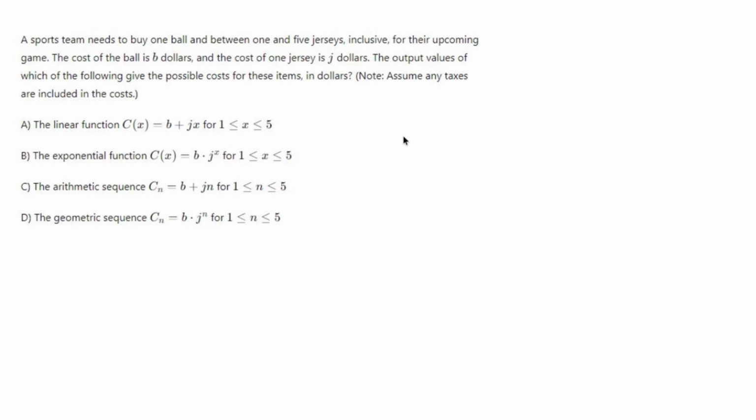So here's our option. We can buy one ball and one ball only, or we can buy one jersey, two jerseys, three jerseys, four jerseys, or five jerseys. Now, that gives us two possible options, and B and D just ain't it.